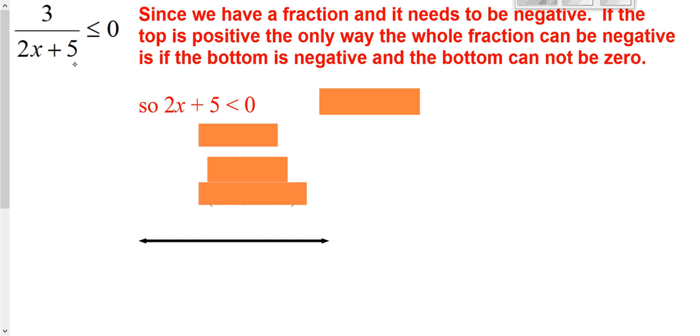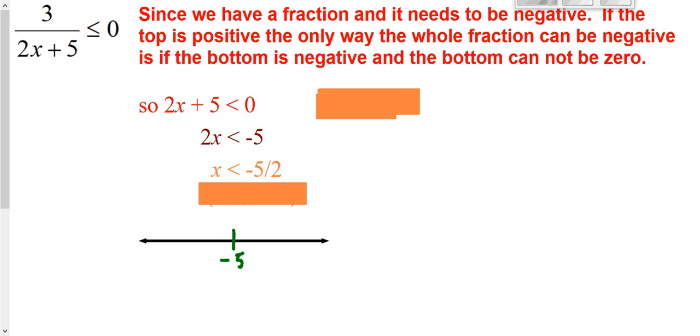So then I'd just go ahead and solve this. I'd subtract 5 from both sides, divide both sides by 2, and I end up getting negative 5 over 2. I'm going to the left, so that's over here. There's no equal to, so that's curved. And so I just get this.